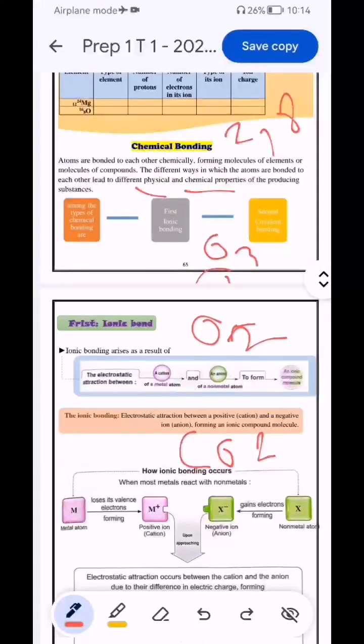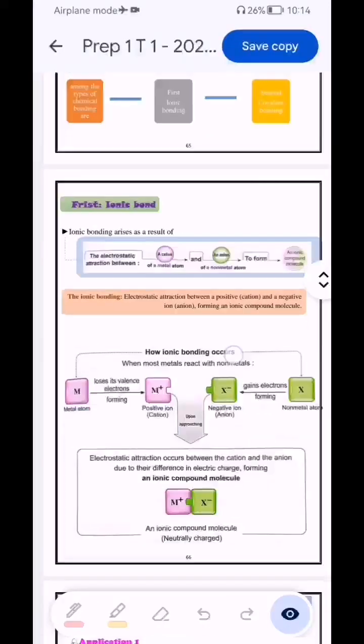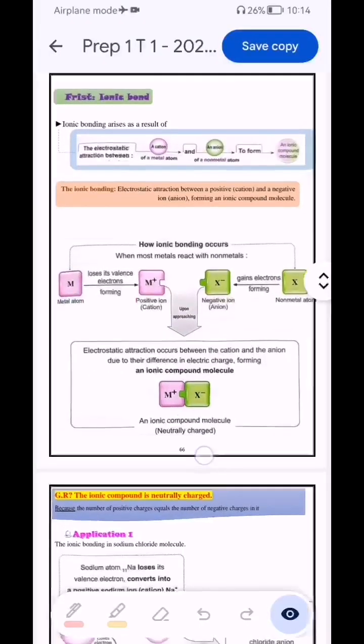Now we will talk about the two types of chemical bonding. Number one is called ionic bonding, number two is called covalent bonding. Firstly, the ionic bonding. From its name, ionic bonding, it occurs between what? Between ions. As we said before, we have two ions, positive ion and negative ion. One of them is positive and the other negative, so electrostatic attraction occurs between them, because opposite charges attract each other.